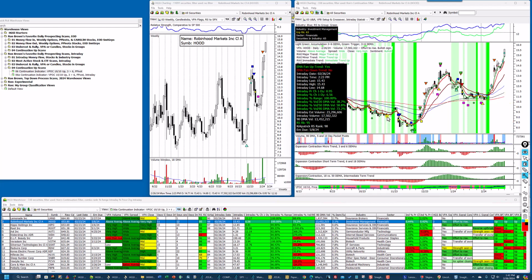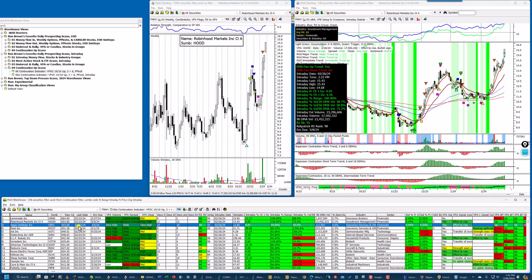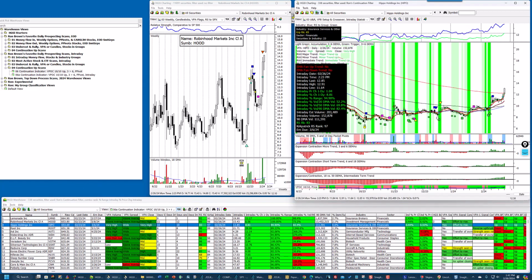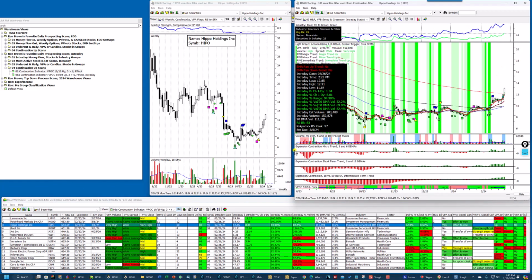So if those factors are in place, or if you see one without the blue bar, but it has an effort to rise candle, it's also going to show up as a continuation stock. Now I'm only doing these to the upside right now. It would be easy enough for me to do it to the downside too, but I don't think that many people that use the software short.